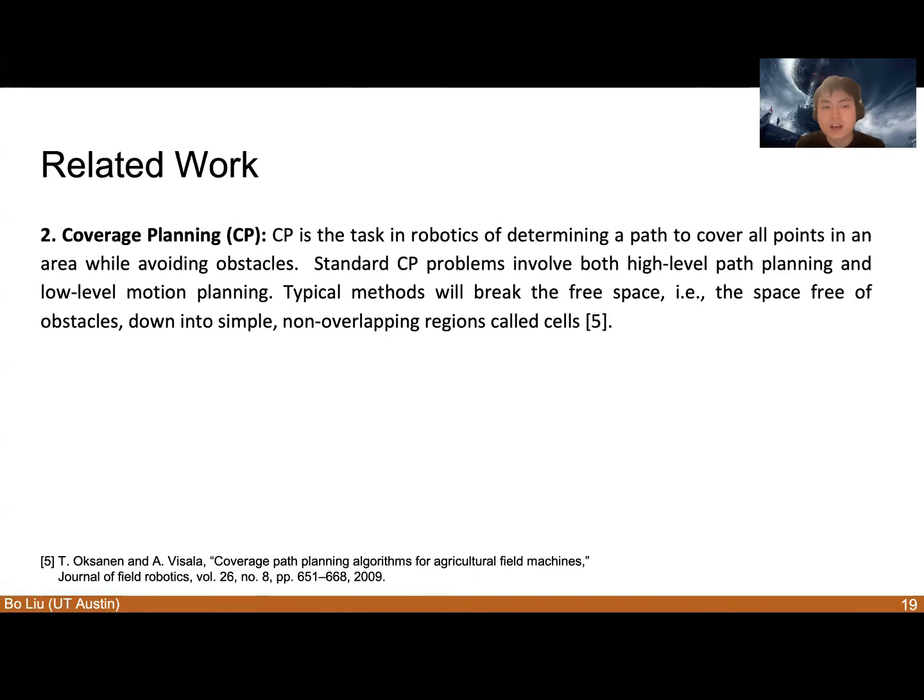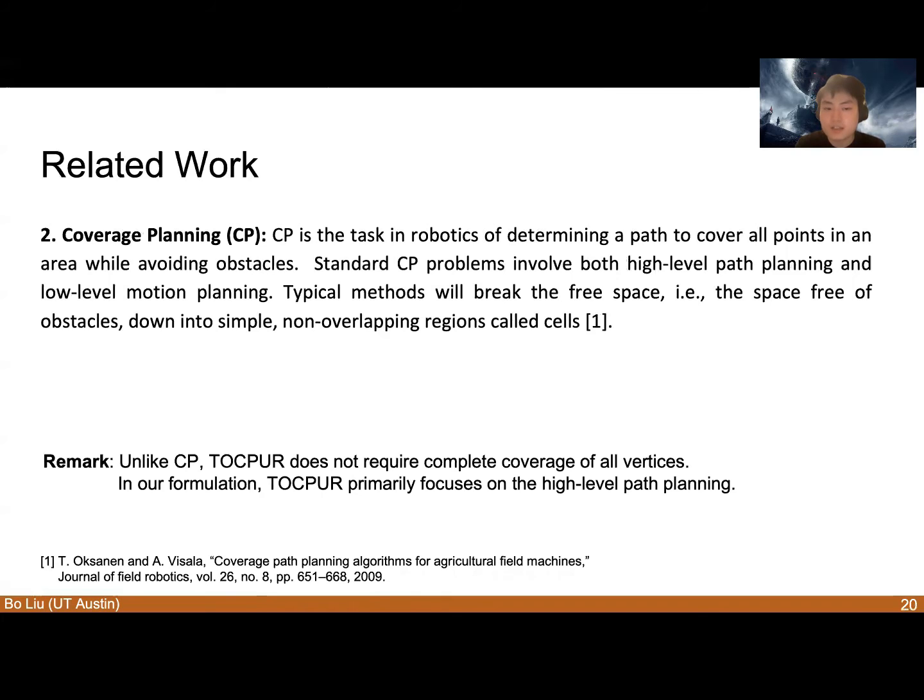Another line of work is coverage planning, CP. CP is the task in robotics of determining a path to cover all points in an area while avoiding obstacles. Unlike CP, TOCPUR does not require complete coverage of all vertices. In our formulation, TOCPUR primarily focuses on the high-level path planning.